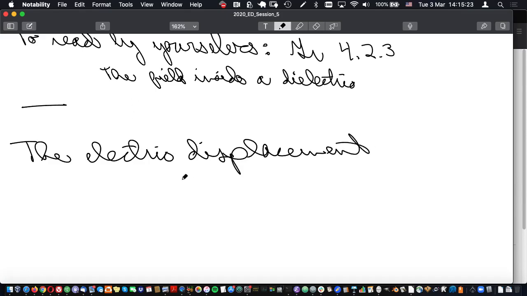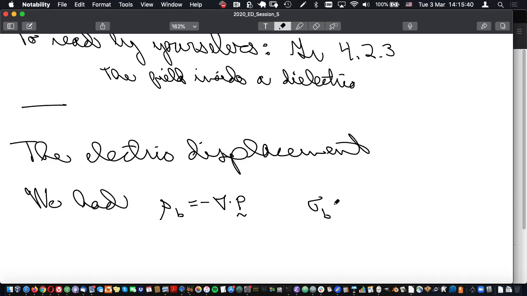So what is this? So we had the following thing. We had that if I have a polarized object, then I get a spatial density of bound charges, which is minus the divergence of the polarization. And I get at the surface this set of bound charges, which is just the polarization dotted into the unit vector at the surface.